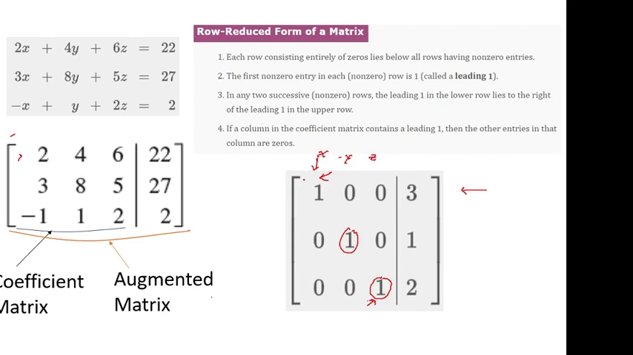So if we rewrote this, it would be 1x plus 0y plus 0z equals 3. In other words, x equals 3. In similar fashion, this means y equals 1 and z equals 2. Okay? So that's why we want to put things in reduced row echelon form. How we do that is what this lesson's all about.